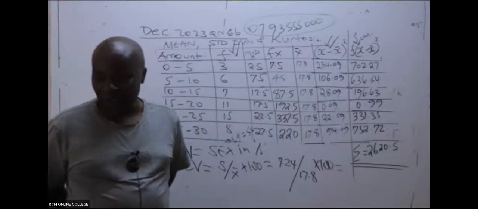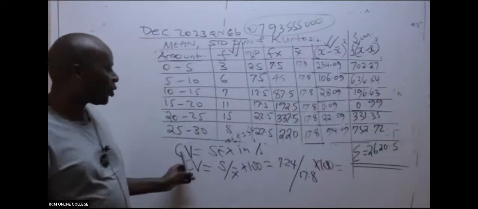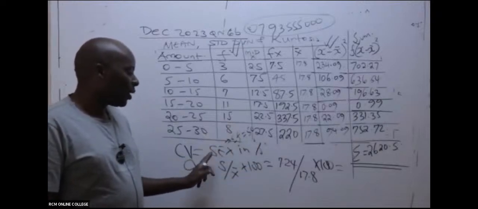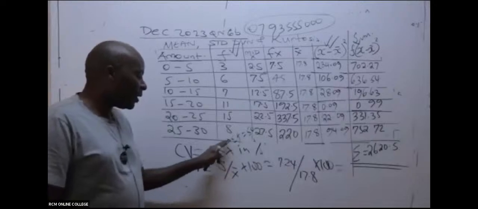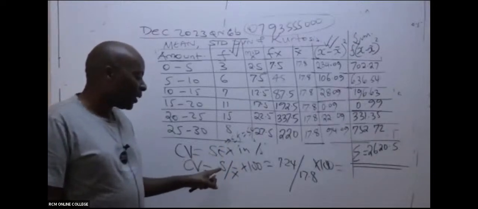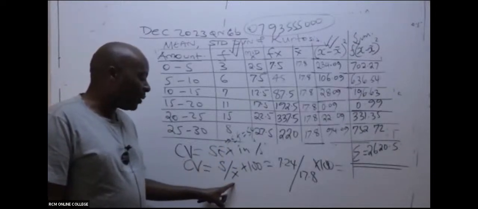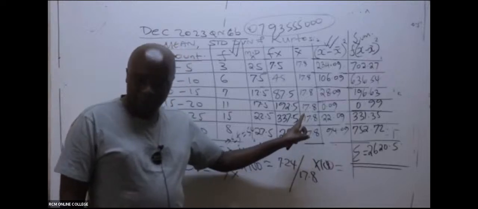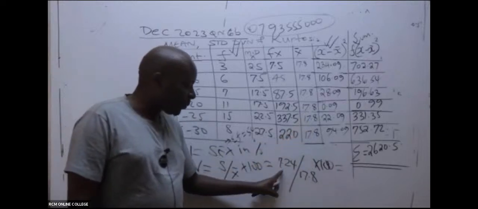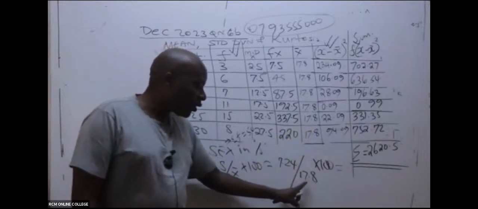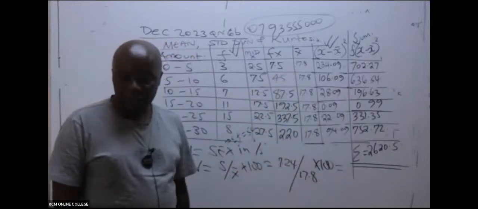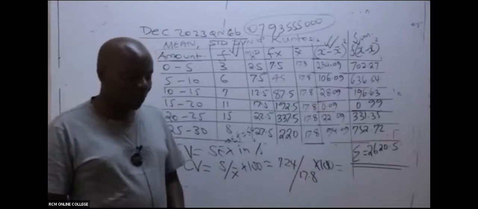So to get the coefficient of variation, we normally use this sex in percentage, just for helping us remember. It's supposed to be S over X bar, where S is the standard deviation, the one that you gave me up there, 7.24, divided by 17.8, which is our X bar, times 100. So we're getting 40.67%.